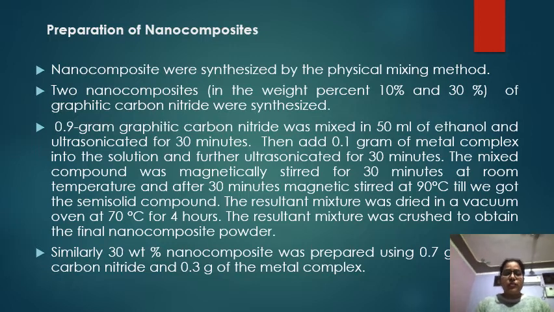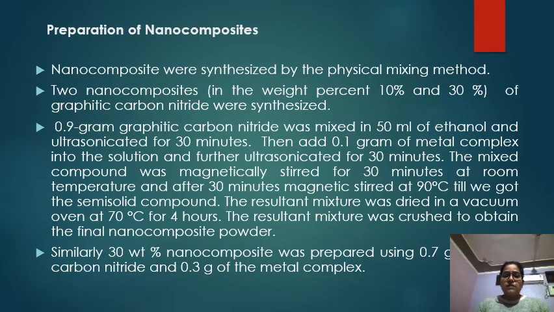Preparation of nanocomposite. Nanocomposites were synthesized by the physical mixing method. Two nanocomposites of graphitic carbon nitride were synthesized in the weight percent of 10% and 30%. 0.9 gram of graphitic carbon nitride was mixed in 50 ml of ethanol and ultrasonicated for 30 minutes. Then 0.1 gram of metal complex was added into the solution and further ultrasonicated for 30 minutes.